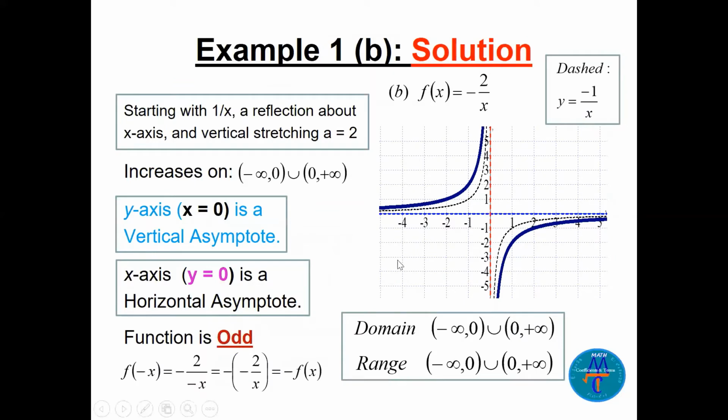Now for the second one, part B, we have the original function 1 over x, and minus 1 over x is the reflection of the graph with respect to the x-axis. And now there is a vertical stretching, a equals 2. So the solid graph is minus 2 over x. And this is the information about this function.